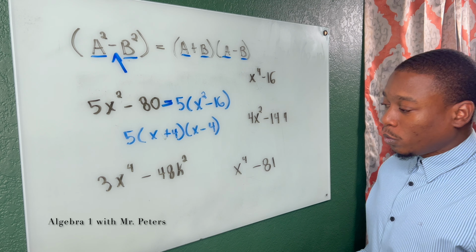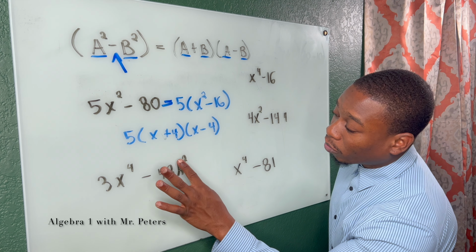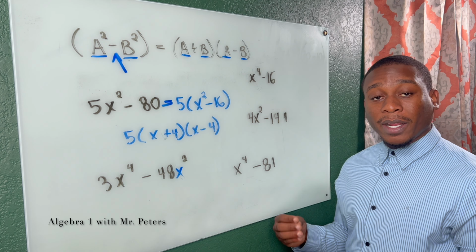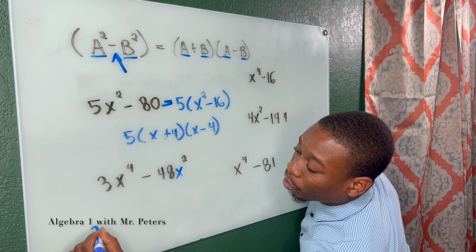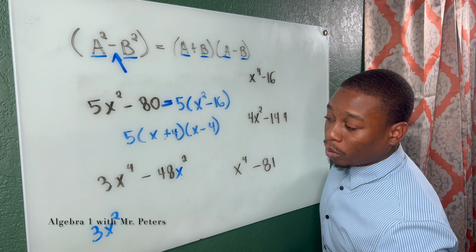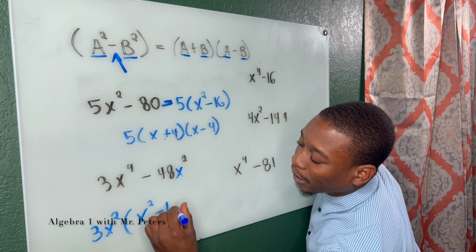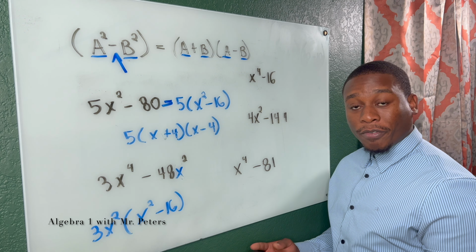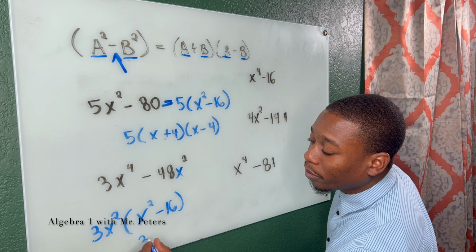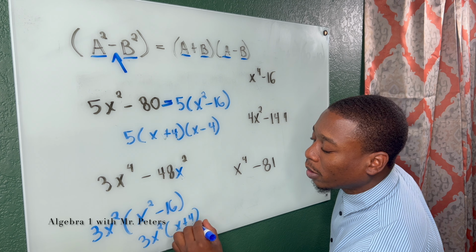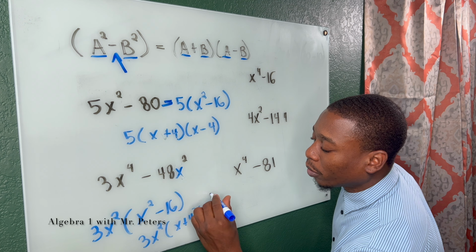Problem number 2, and I think I wrote my variable wrong. I'm sorry, guys. It should be x squared, not k. What we take out at this part is 3x to the second power. Once we do, we're going to have x squared minus 16. So the final answer for this problem would be 3x squared times x plus 4 times x minus 4.